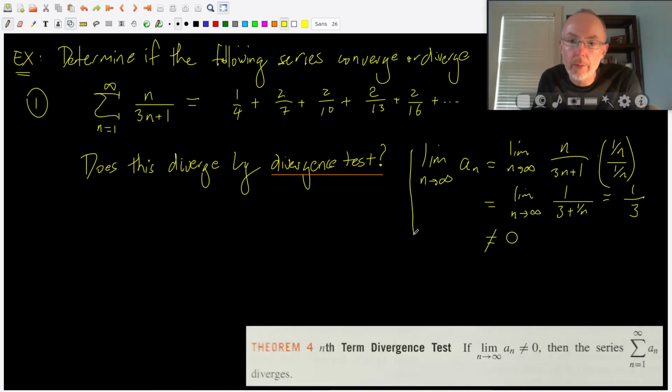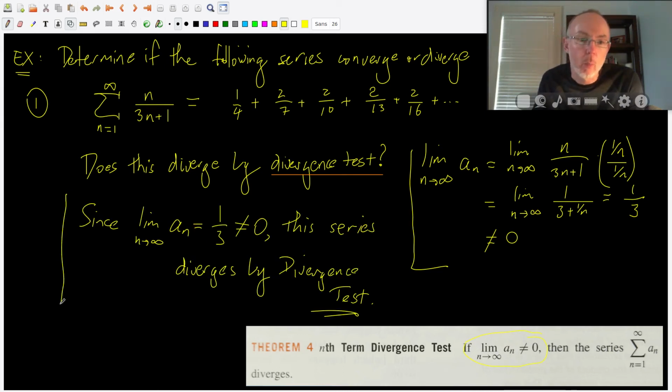And 1/3 is not equal to 0. If the limit of that is not equal to 0, the series diverges by the divergence test. That's it, and that's all we need to do. We do need to note that it diverges and explain why it diverges. The limit of this series doesn't exist. When I add it up, I will not get a finite number, and that's because the limit of the terms goes to 1/3.